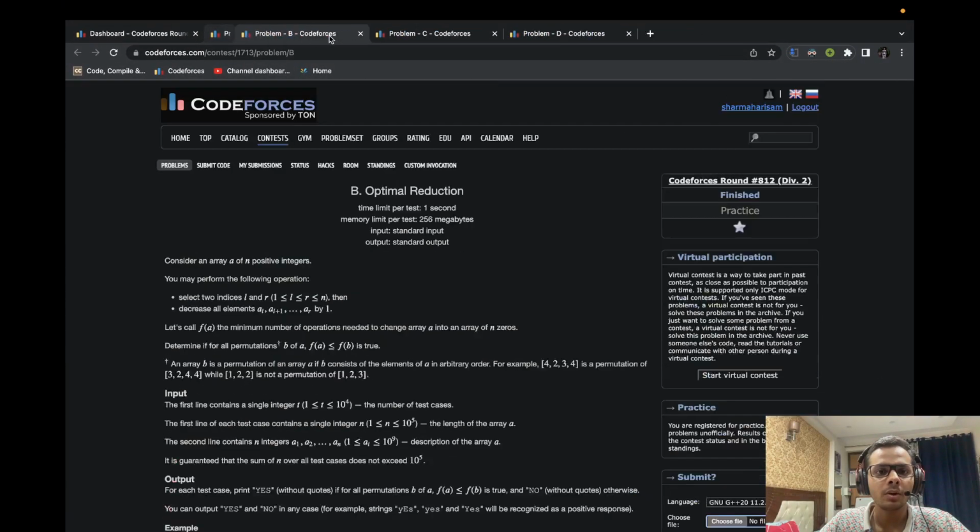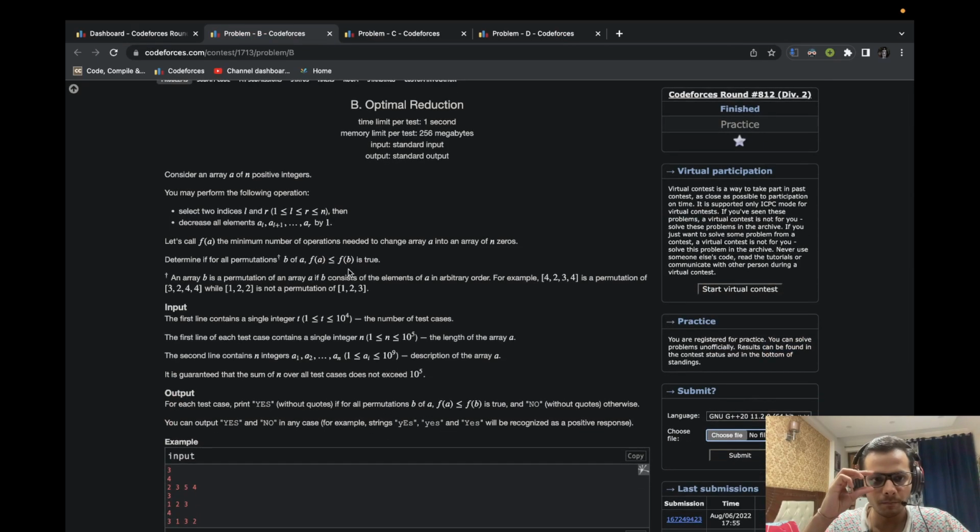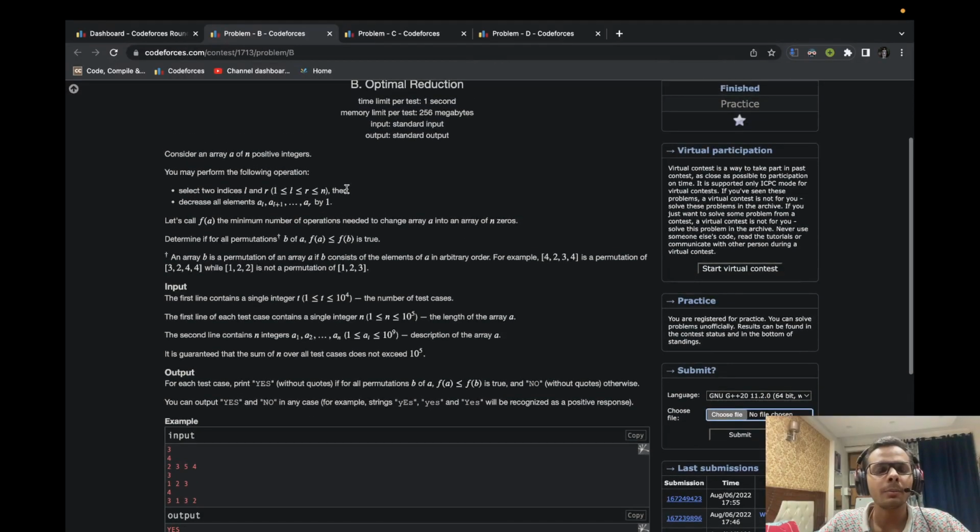Let's now talk about problem B real quick. This one is a bit tricky again. In this problem we have been given an array A of n integers. All of them are positive integers, and in an operation we can choose two indices L and R and decrease all the elements from L to R by 1. We will denote by f of A the minimum number of operations which are needed to change the array A into an array of zeros.